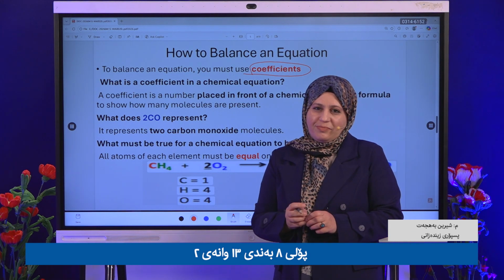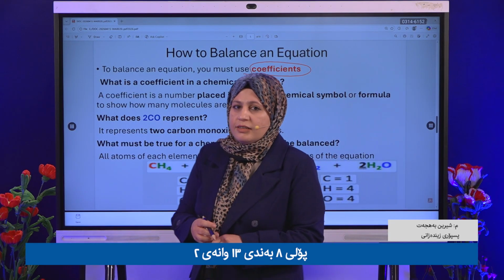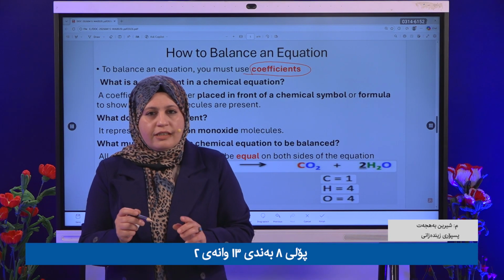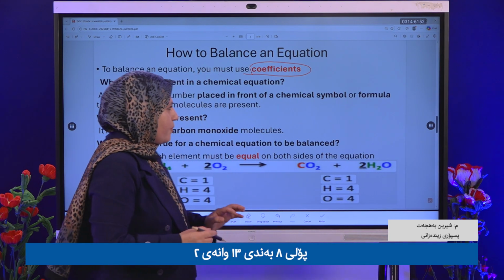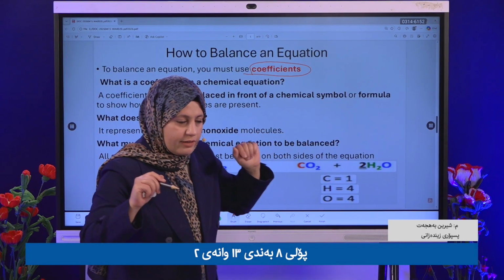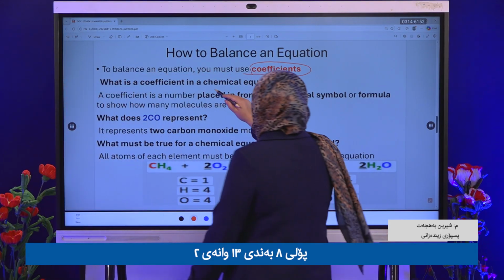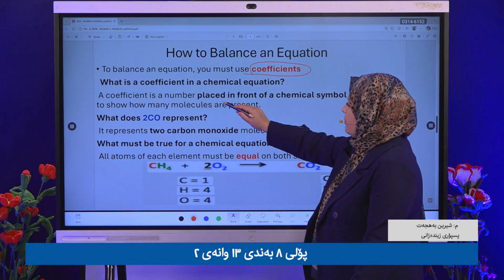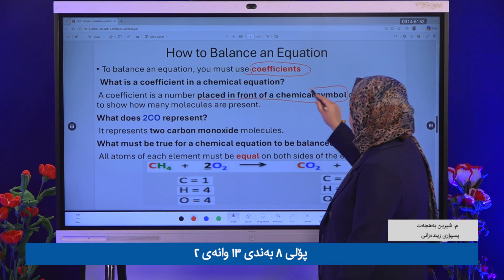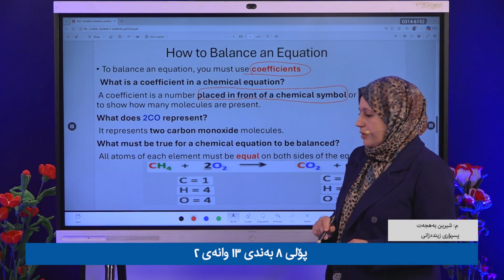What's the difference between coefficients and the number next to a symbol? Be careful. Get it? A coefficient is used for balancing the equation. What is a coefficient in a chemical equation? A coefficient is a number placed in front of the chemical symbol.